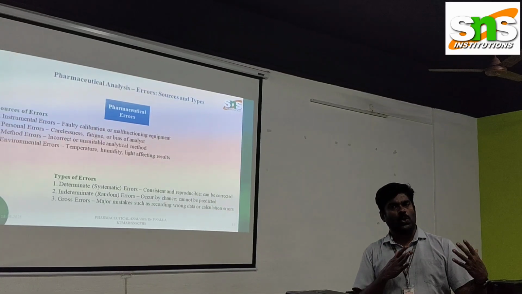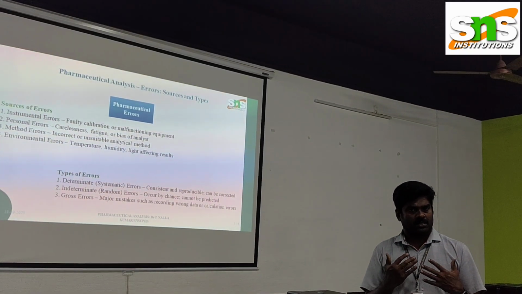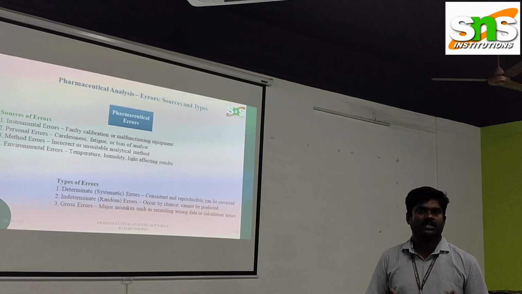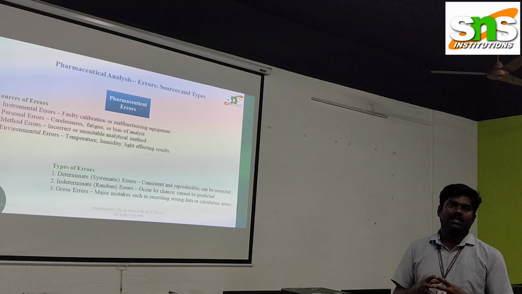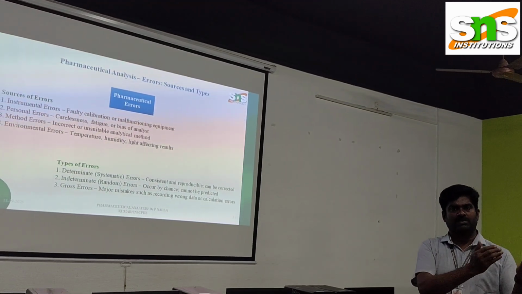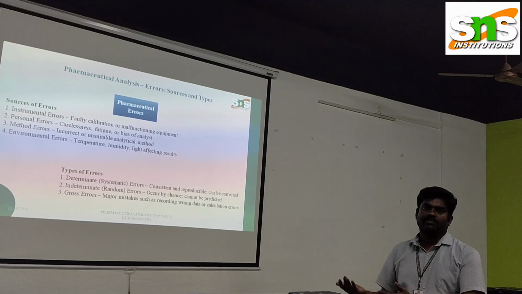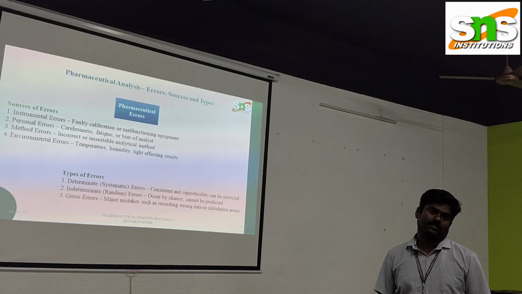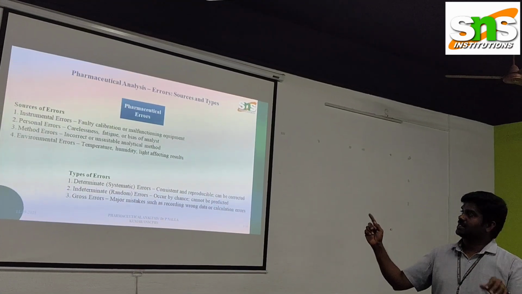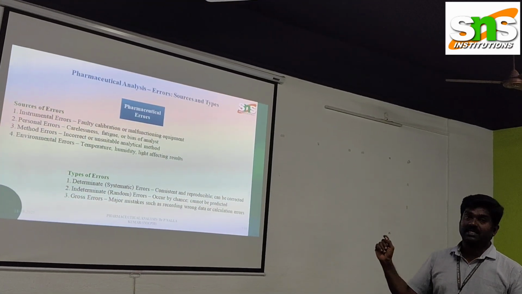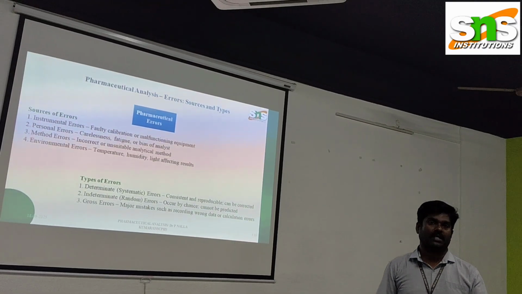We need to arrange all the solvent systems and the needed instrument, and select the proper lambda max and everything. Finally, we can find the absorbance. From the absorbance, we can calculate the concentration, and through the concentration we can find the amount present. So if you select the wrong method, such errors are called method errors. This is the third type of source of errors.